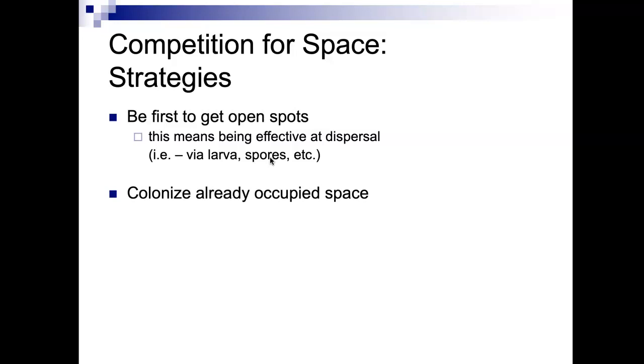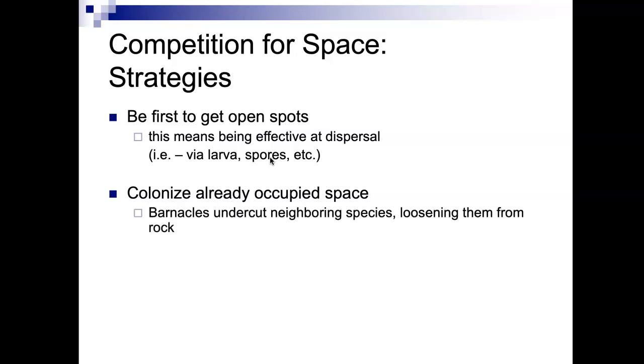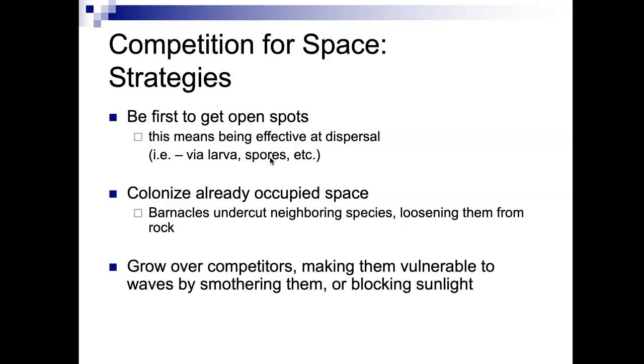Then the second strategy is to colonize an already occupied spot. So push out whatever is there, and then colonize that spot. Barnacles can actually do this as they grow. They can grow underneath the neighboring species and undercut them, loosening them from the rock. Then as a really strong wave comes along, it'll pull off that organism. So that's one way you can deal with it: colonizing already occupied spots. Sometimes other organisms are able to rebuff spots, and we'll talk about how.